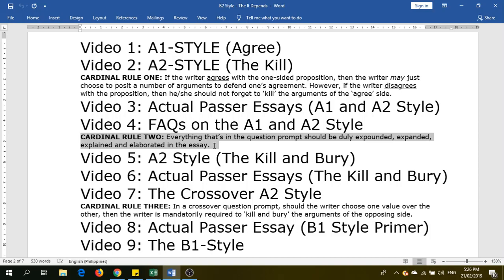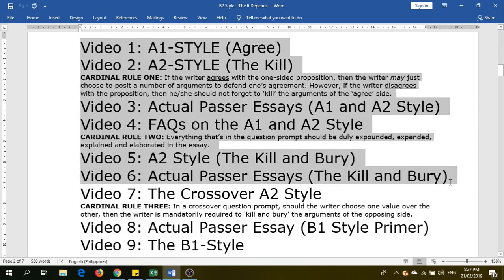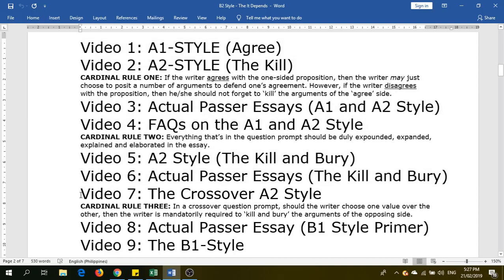We're now moving on to video number 6, which also is in support of video number 5, or the kill and bury style. I showed two passer essays using the kill and bury style. So all of that from video 1 to video number 6 deals with one-sided question propositions. And beginning from video 7, we now began to talk about the crossover question propositions, wherein the question prompt explicitly mentions two sides of an issue.